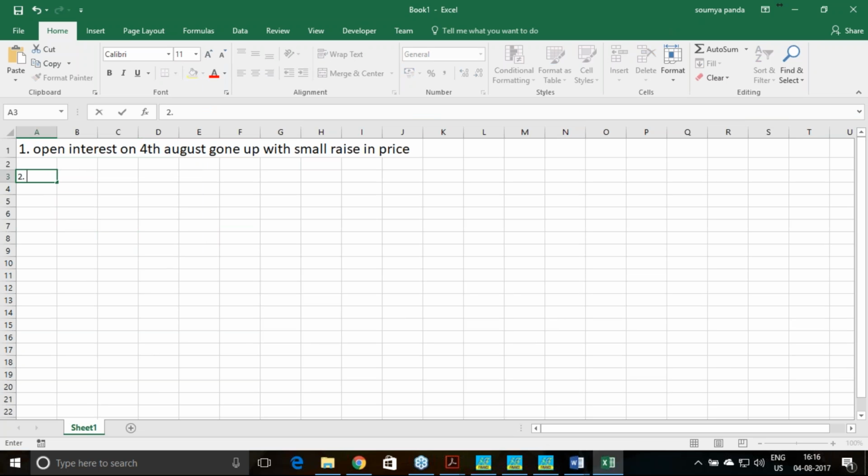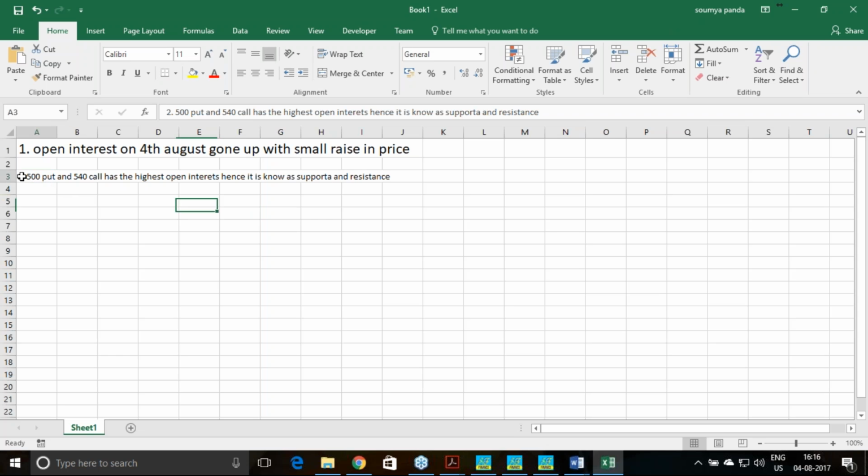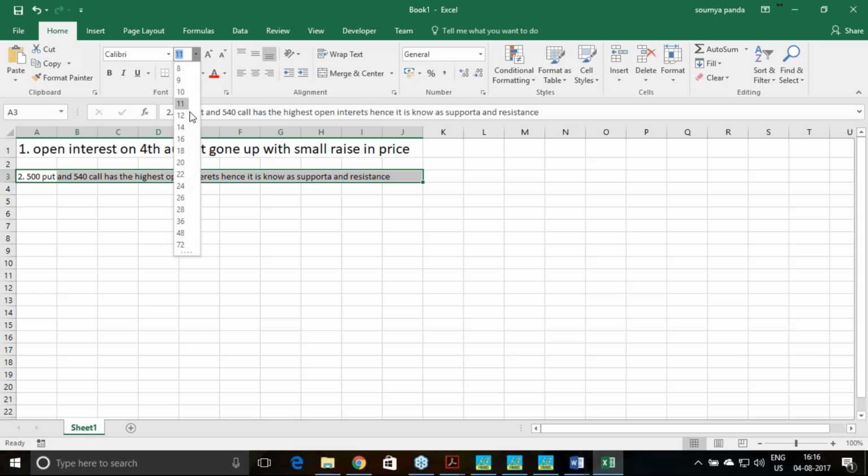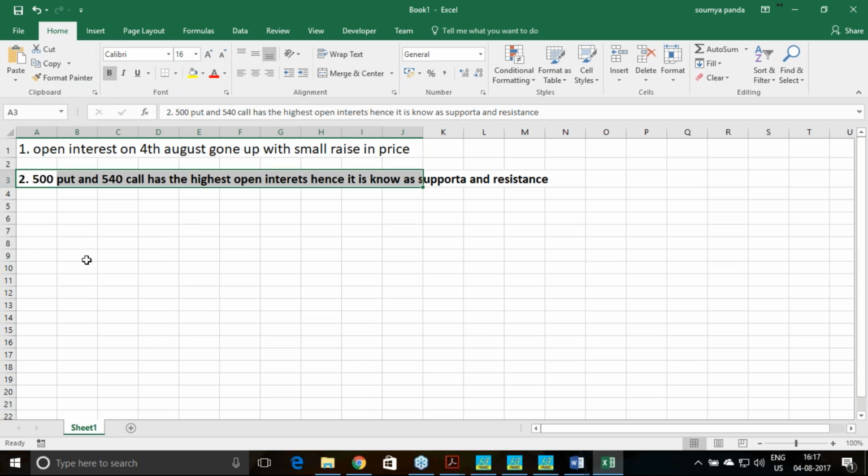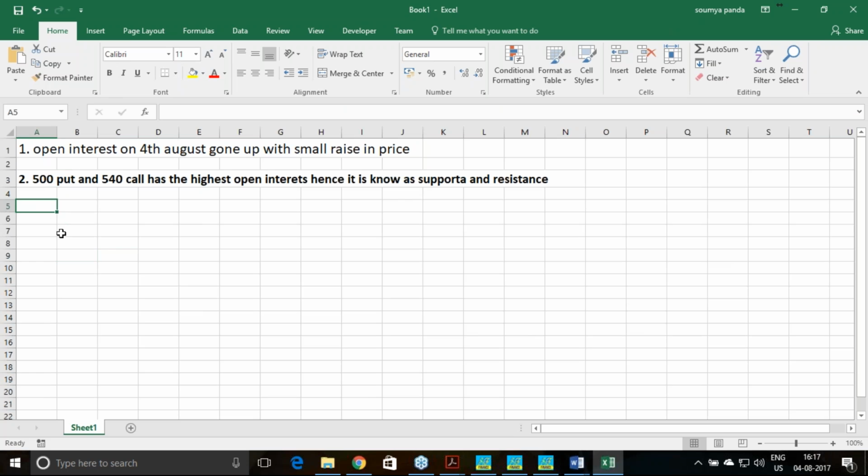Number 2, the 500 put and 540 call have the highest open interest, and it is known as support and resistance. So this is the number 2 inference you have got. Let me increase this one. So this is number 1, number 2.